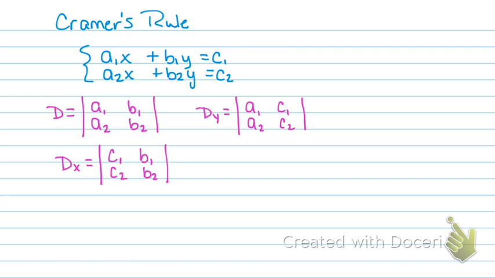Then when you go to solve for x, it's going to be the determinant of your x over that general determinant, and your y will end up being the determinant with your y's over the general determinant. You just divide those two numbers after you find their determinants, and you're done.